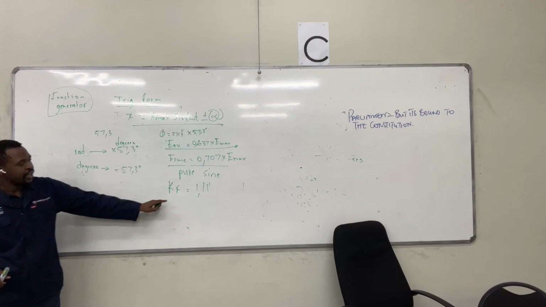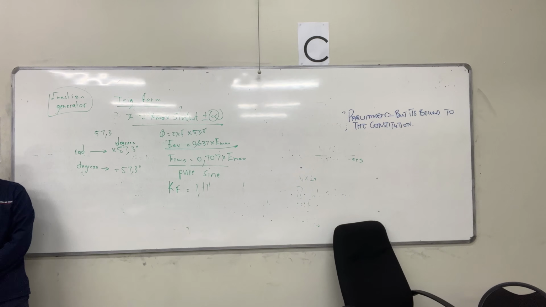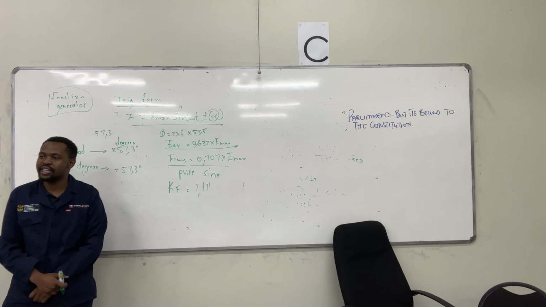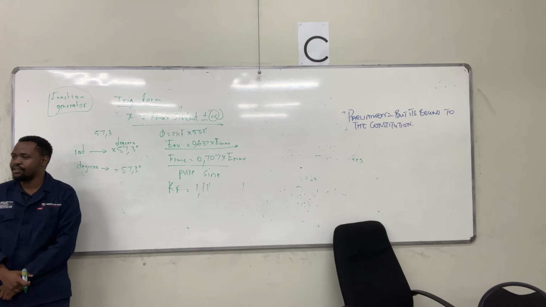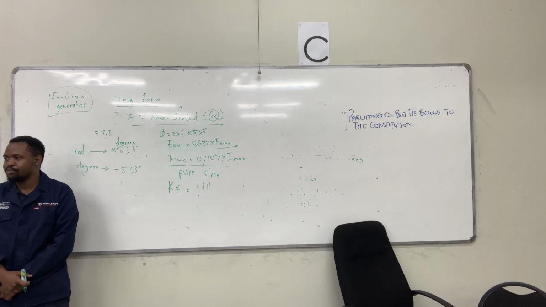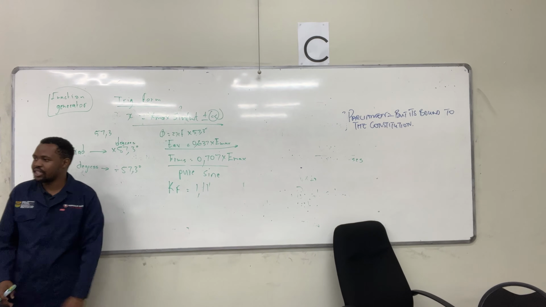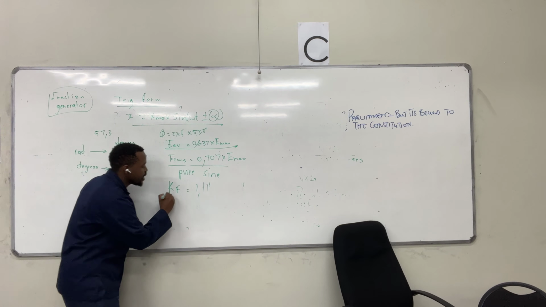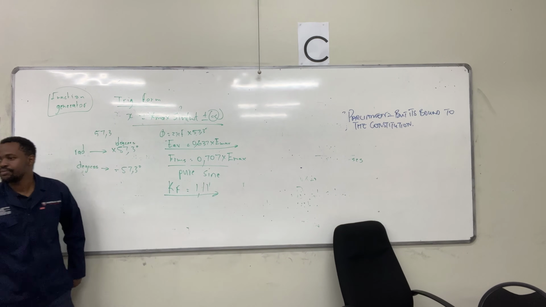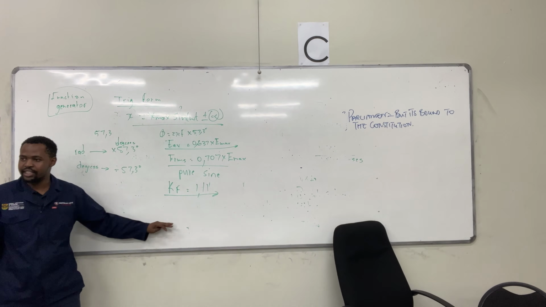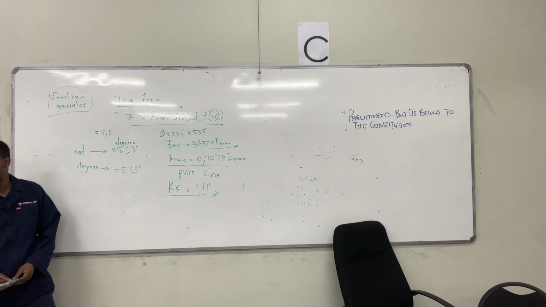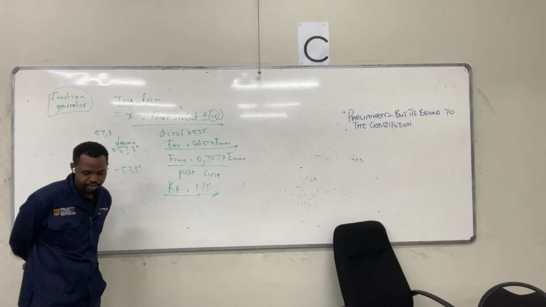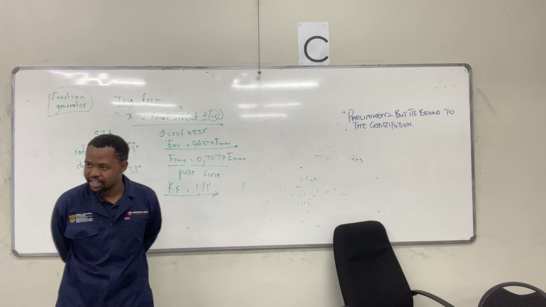So the form factor is always what? 1.11. Should you calculate the form factor and not get 1.11, that is not a pure sine wave. The form factor will indicate to us that this is a pure sine wave. Whatever the value, we should always get a form factor of 1.11. At this level, we are only talking of pure sine waves. Form factor is the ratio of the RMS to the average.